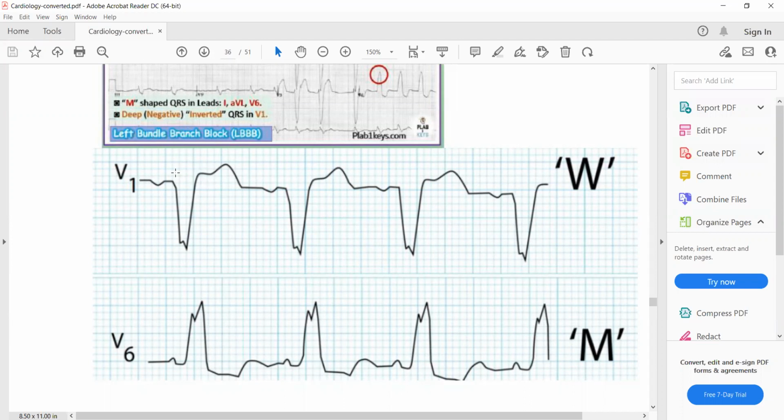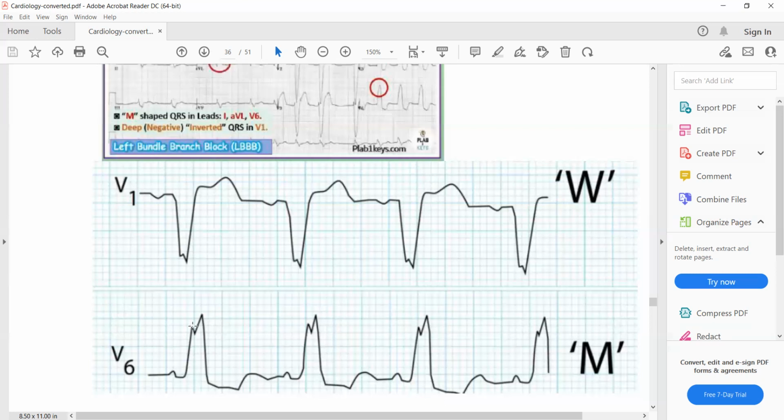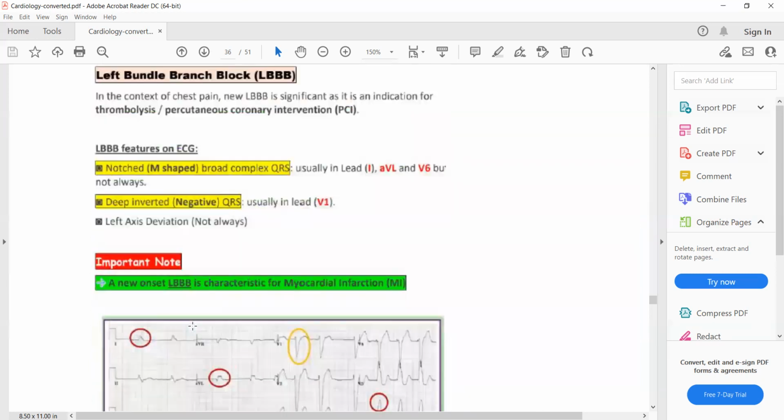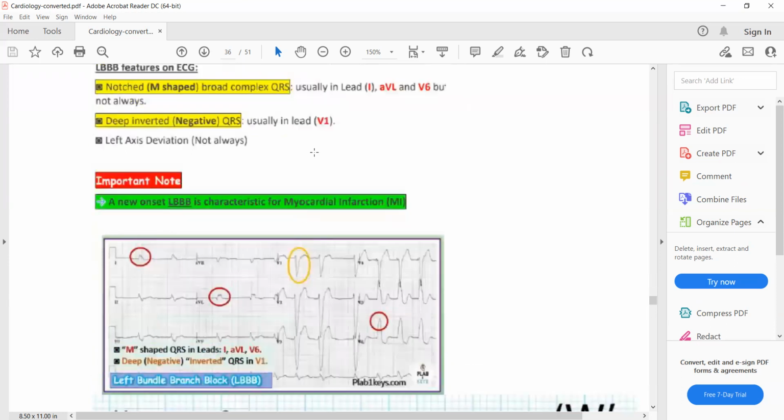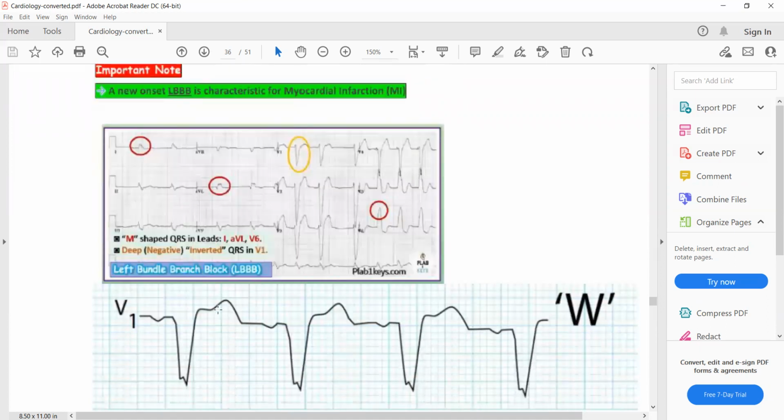So again, broad and inverted QRS complexes in V1, and M-shaped and broad QRS complexes in V6, 1, and AVL. If these criteria are met, then our diagnosis will be left bundle branch block. Again, what are the criteria for the diagnosis of left bundle branch block? Broad, M-shaped QRS complexes in 1, AVL, and V6, and inverted or W-shaped QRS complexes in V1. If these two criteria are met, then it will make a diagnosis of left bundle branch block.